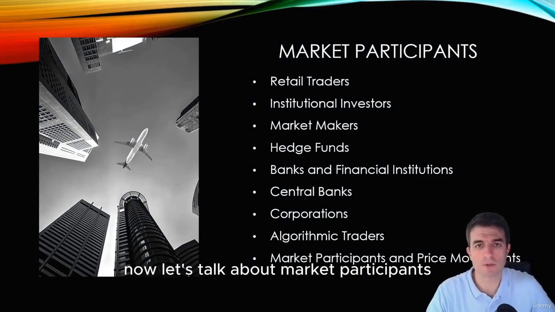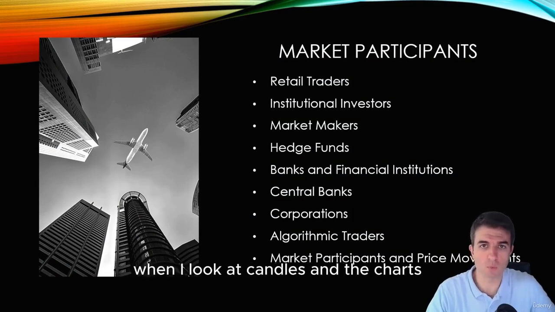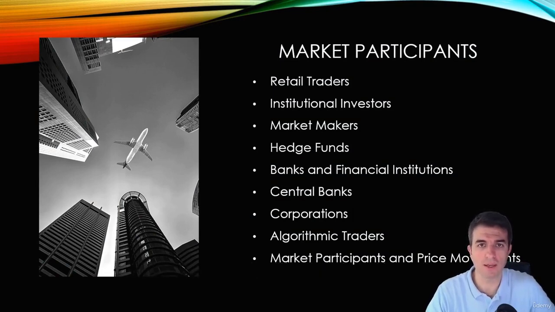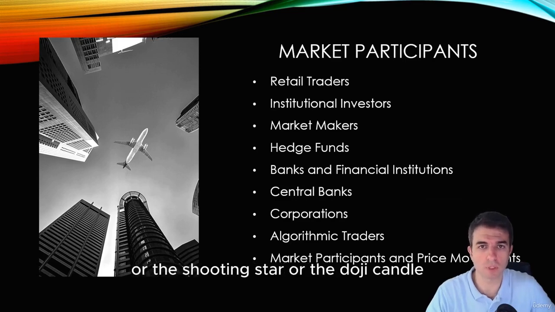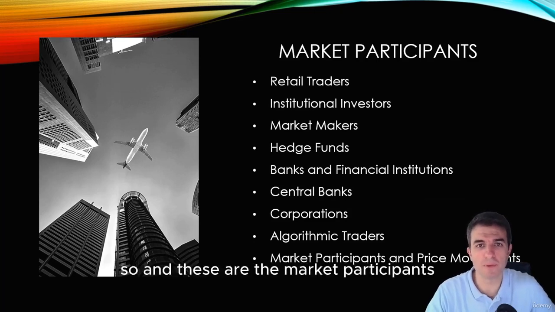Now let's talk about market participants. This is very important for algorithmic trading. To be honest, when I look at candles and the charts and the candle patterns, like the bullish engulfing pattern or the shooting star or the doji candle, all I can think of is who's doing the sales in the background. And these are the market participants.